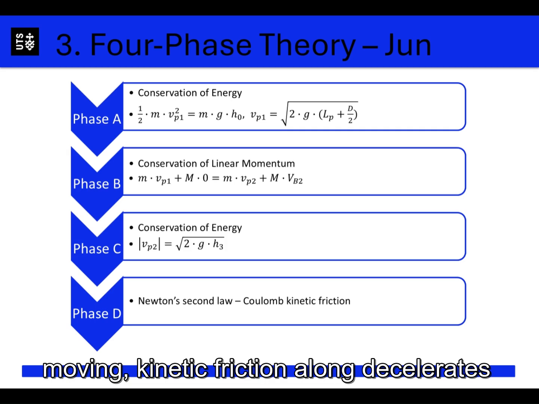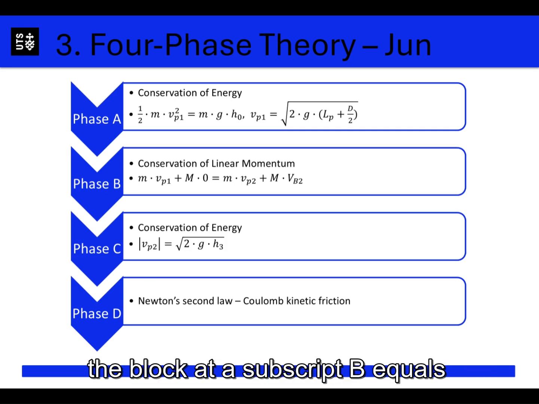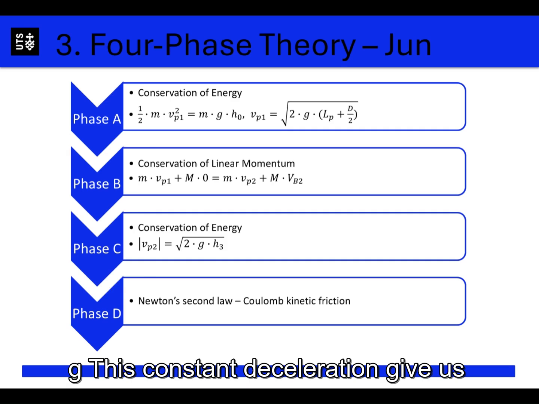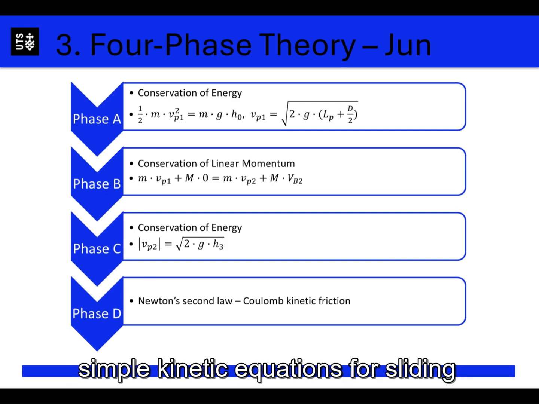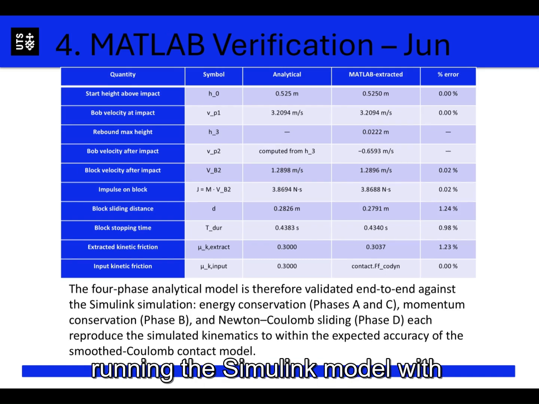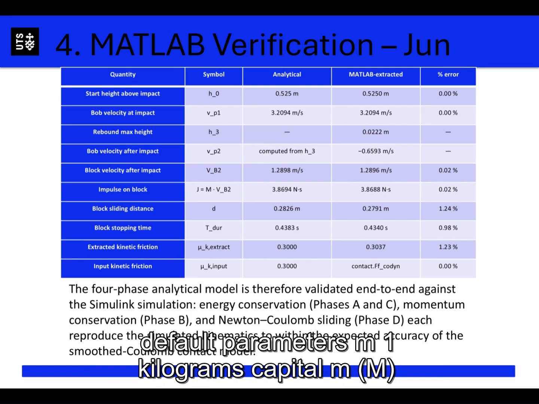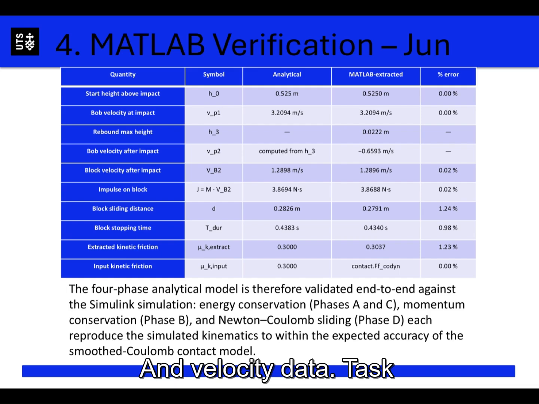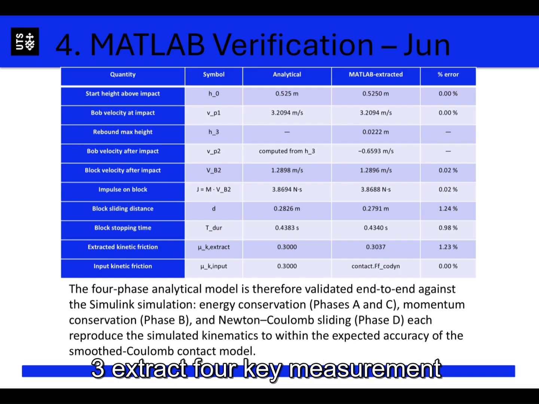Phase D, block sliding. Once moving, kinetic friction alone decelerates the block at a_B equals minus mu_k multiplied by g. This constant deceleration gives us simple kinetic equations for sliding distance and stopping time. Running the Simulink model with the parameters m equals 1 kilogram, capital M equals 3 kilograms gives us logged positions and velocity data. A script extracts 4 key measurements automatically.